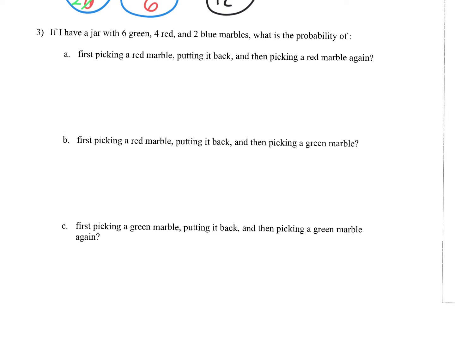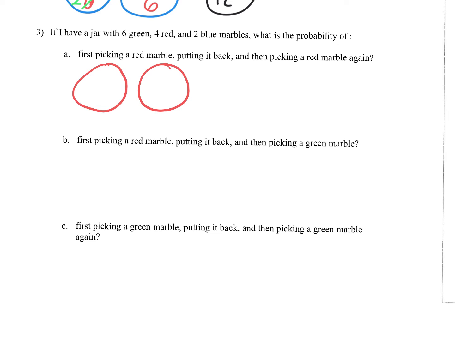All right, if I have a jar with 6 green, 4 red, and 2 blue marbles, what's the probability of first picking a red marble? So that's the first thing I'm going to have happen. Putting it back and then picking a red marble again. So there's another probability for the next event happening.